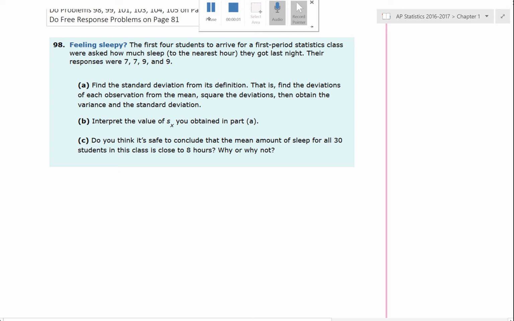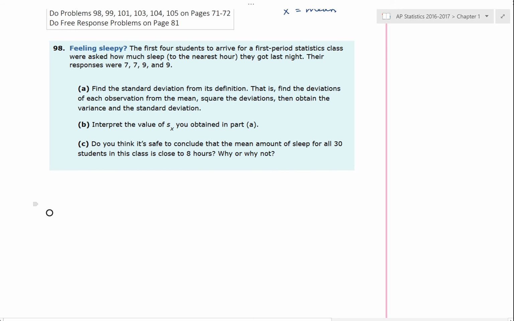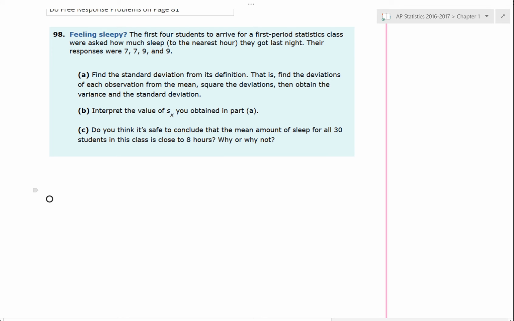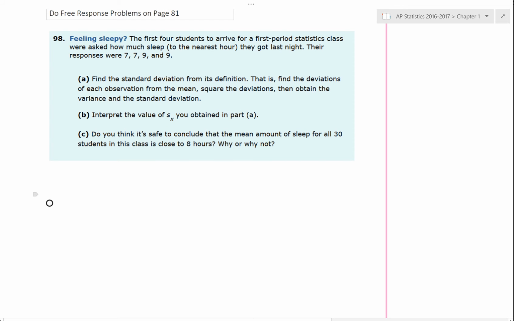So here's problem 98, where we were asked to find the standard deviation of these 4 values. These are the first 4 students to arrive to a first period class, and that information is important later. When we find the standard deviation from the definition, we're looking at deviations from the mean. What's the mean of those 4 numbers?